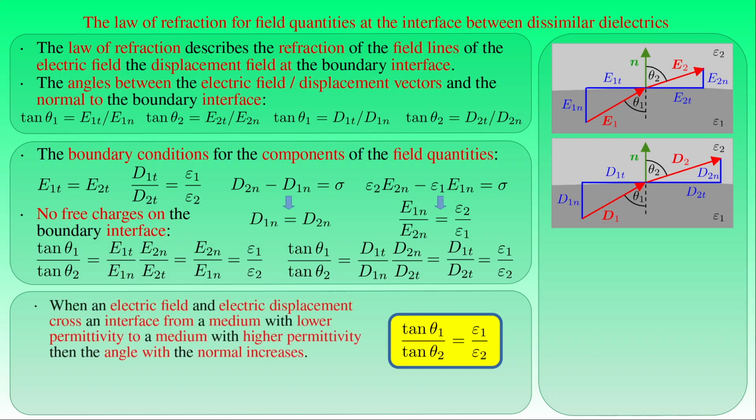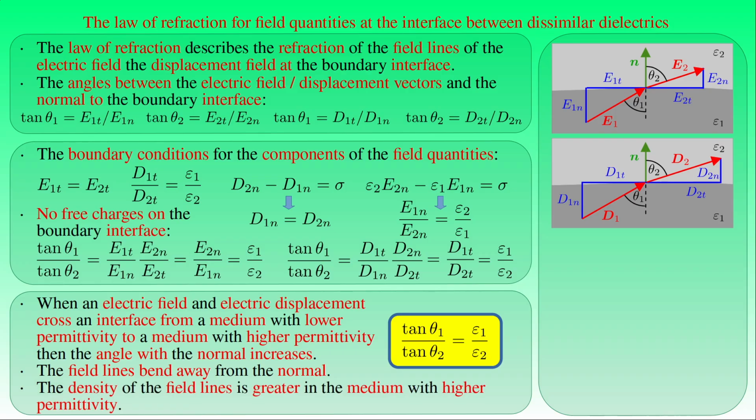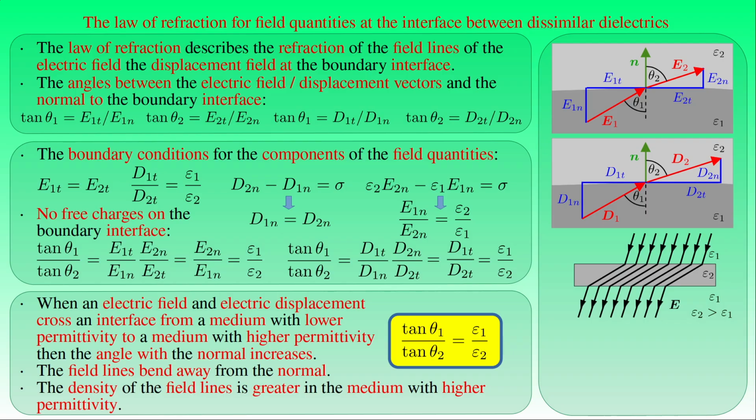The law of refraction tells us that when an electric field and electric displacement cross an interface from a medium with lower permittivity to a medium with higher permittivity, then the angle with the normal increases, that is, the field lines bend away from the normal to the boundary interface. Consequently, the density of the field lines is greater in the medium with higher permittivity. This situation is illustrated in the figure with a homogeneous and isotropic dielectric slab with the absolute permittivity epsilon2 introduced into a uniform electric field E, where the medium surrounding the slab has a dielectric constant epsilon1 that is less than epsilon2.